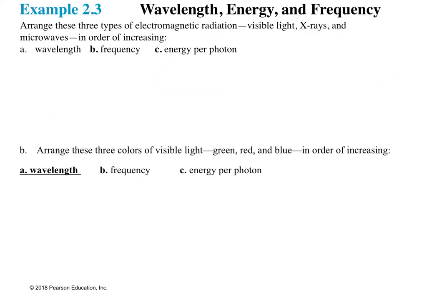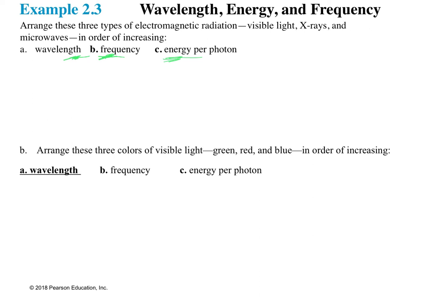In this problem, we are going to arrange the types of electromagnetic radiation by different properties. First wavelength, frequency, and then energy per photon. If we just think about it first, we know that wavelength and frequency are inversely related. As the wavelength gets bigger, frequency goes down, so those should be opposite. And frequency and energy are proportional. As frequency goes up, energy will go up. That will help us, because if we answer one, we know the answer to the others.